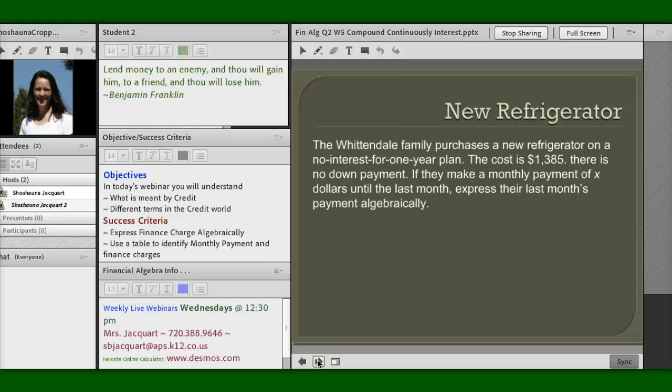Okay, so let's look at this one. The cost is $13.85. There's no down payment, and they make monthly payments of x dollars until the last month. Express their last month's payment algebraically. Okay, so if we look at this, we're going to take $13.85 and divide it by 12. That's what each month is going to cost.